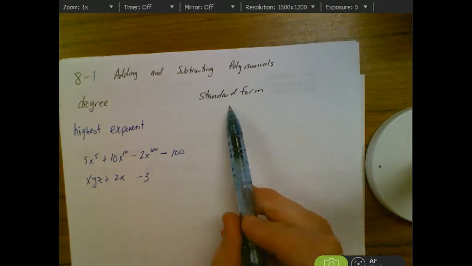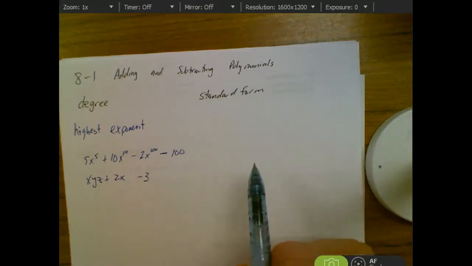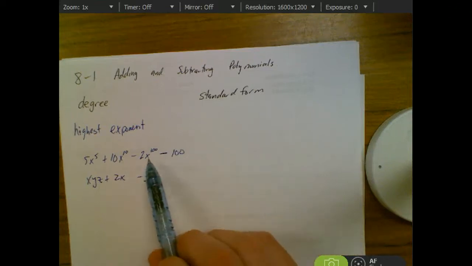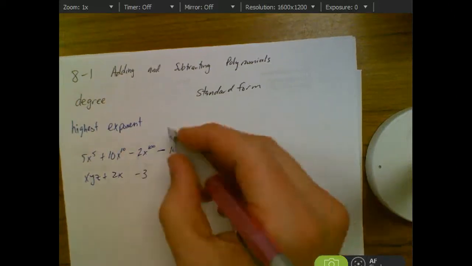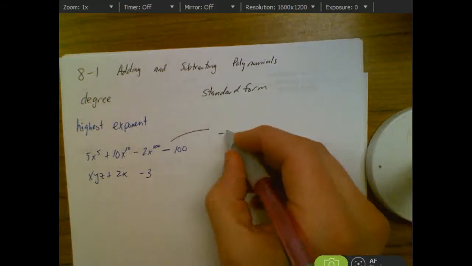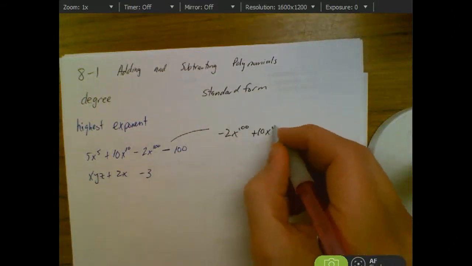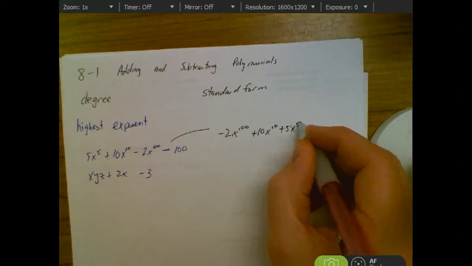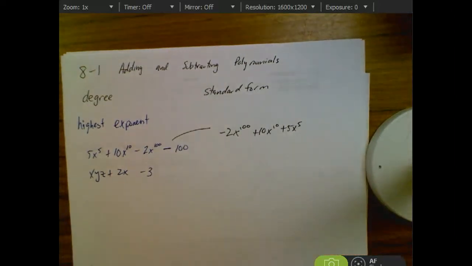And standard form of a polynomial is putting them in order from biggest exponent to least exponent. So if we take a look at this problem here, the biggest exponent is negative 2x to the 100, and then plus 10x to the 10th plus 5x to the 5th. That would be in standard form for this one. So it's just arranging them from biggest exponent to smallest exponent. That's standard form.